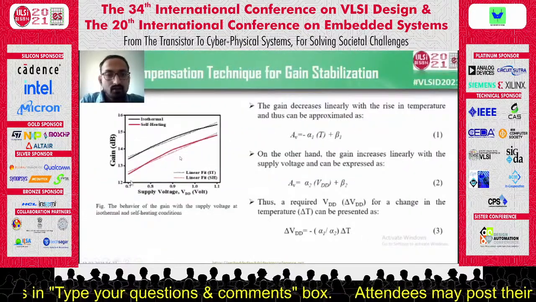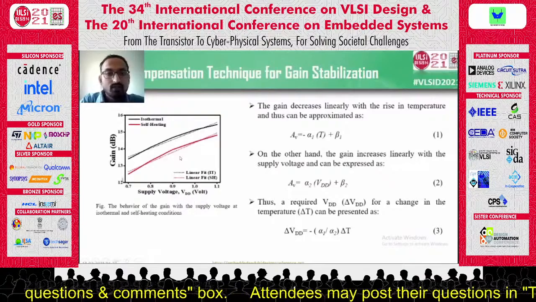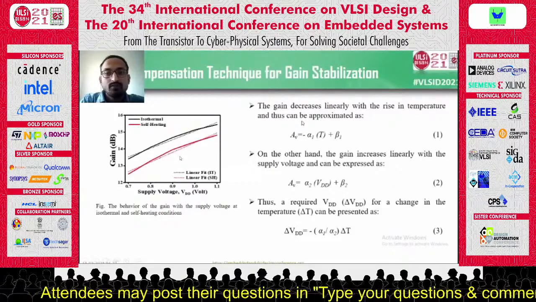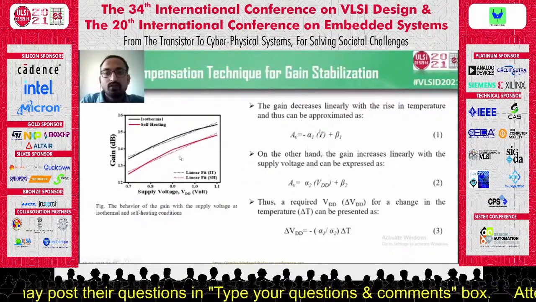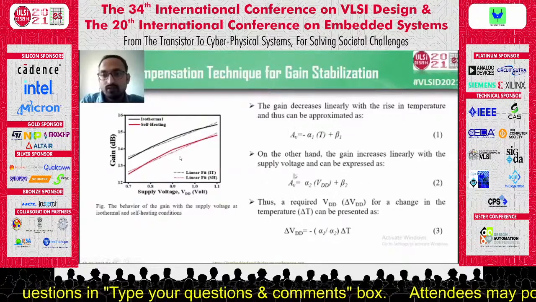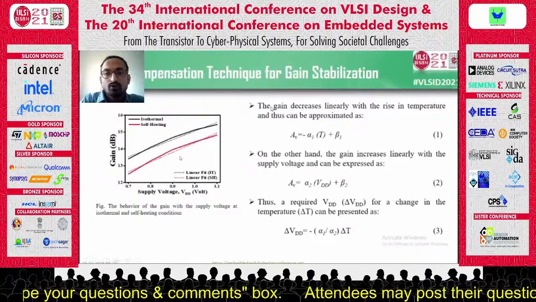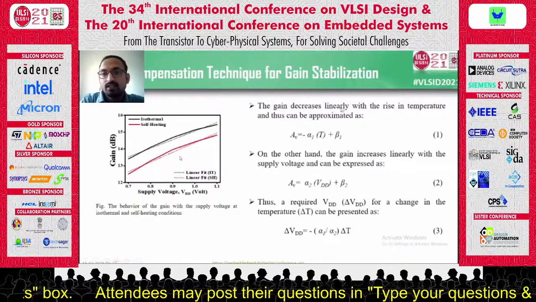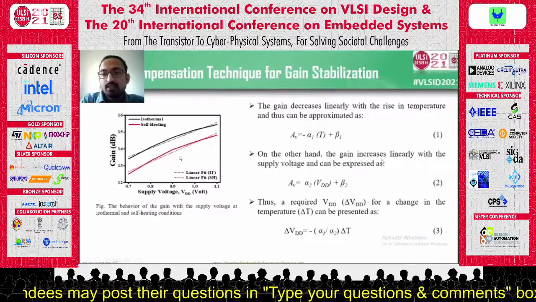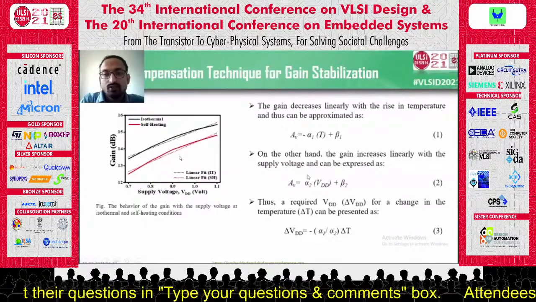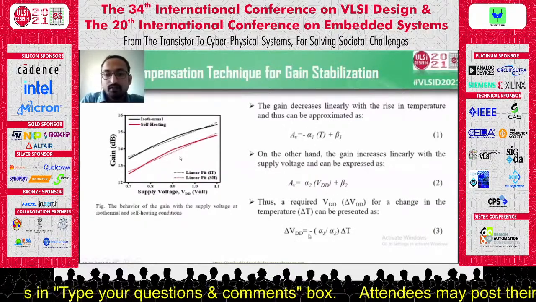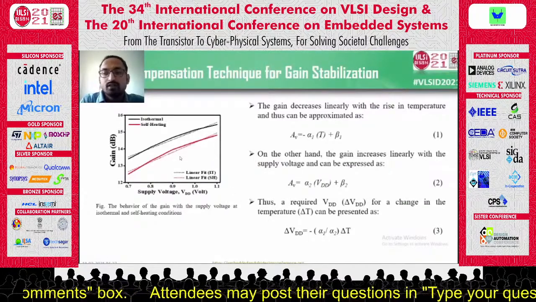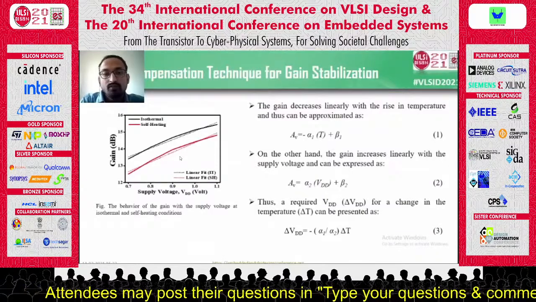Here we have shown the behavior of gain with the supply voltage. We can observe that the gain increases with the supply voltage. So now we have two relationships of the gain, one with the temperature and one with the supply voltage. We can approximate both relationships with a linear function. Here we can see that the gain decreases linearly with the rising temperature, and here we can see that the gain increases linearly with the supply voltage. So based on this relationship, we can estimate a compensation factor. That means if we are increasing the temperature, then we can increase the supply voltage by this factor, so that the gain will be stable with the temperature.